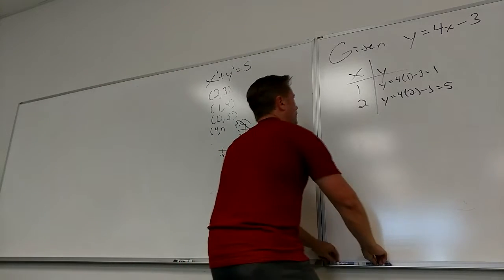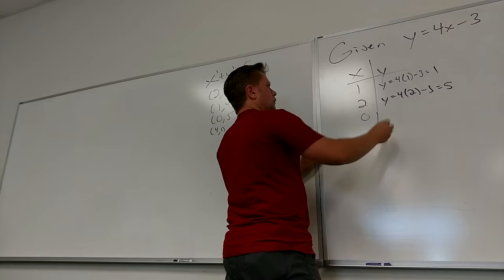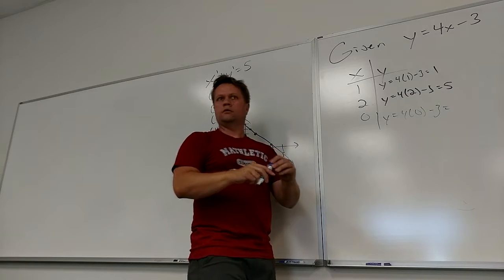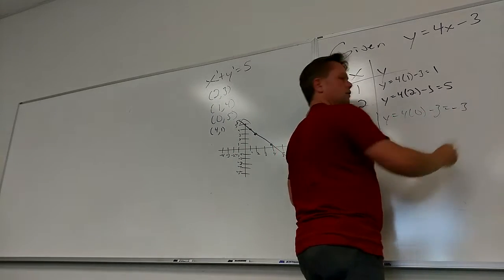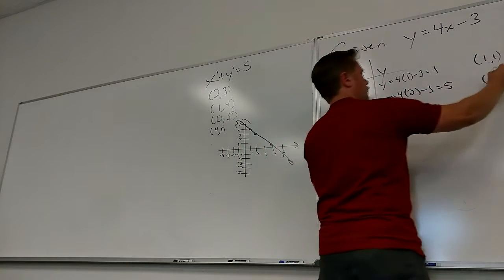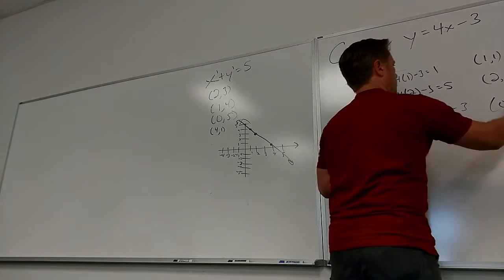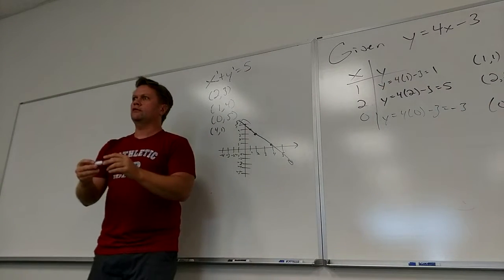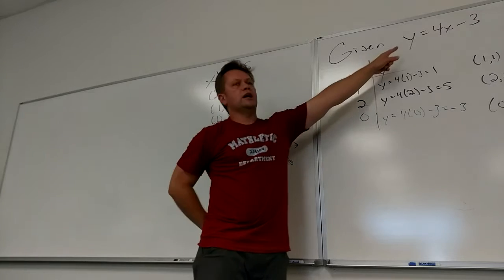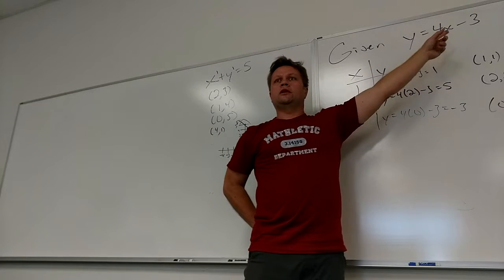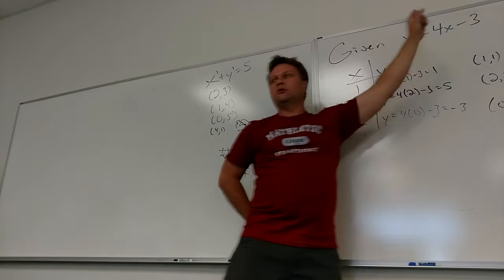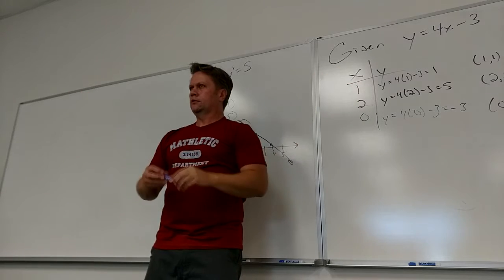So what if x is 0? Y would be 4 times 0 minus 3. -3. 0 minus 3, -3. So what points do we have? We have 1, 1, 2, 5, 0, -3. Now you guys graph that. Graph those points. And then connect the dots. We know this is a straight line. Why? How do I know this is a straight line? The variables have a first power. Nobody's squared, nobody's cubed, nobody's anything freaky.